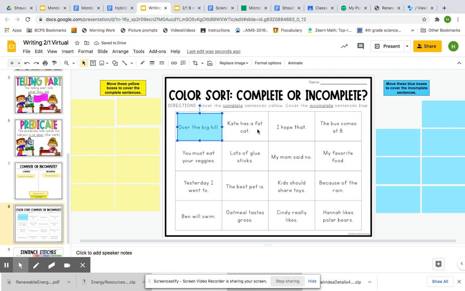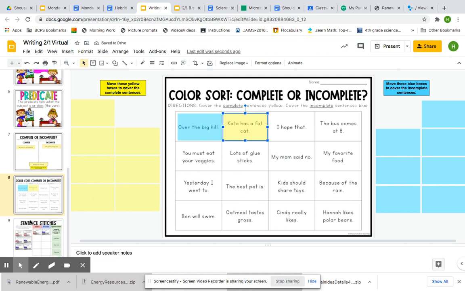Kate has a fat cat. This is a complete sentence. Because you're telling me who it's about and what they're doing. So this is complete. I want you to sort through and do the rest of these.